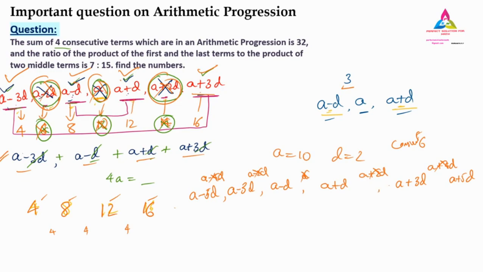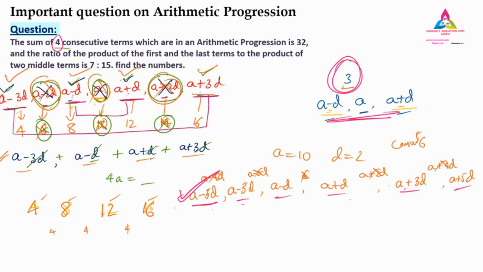So here you can see the 6 consecutive terms are a minus 5d, a minus 3d, a minus d, a plus d, a plus 3d, a plus 5d. So 1, 2, 3, 4, 5, 6: 6 consecutive terms. If you do it this way, we are going to get quick answers. Remember this type of question. When we have an odd number of consecutive terms, there will be no difficulty. When we have an even number, for example 4, 6, 8, that time we have to use this method. Otherwise we use the simple method.